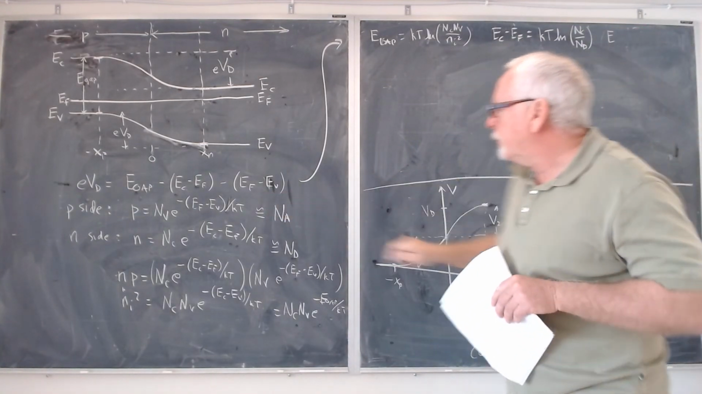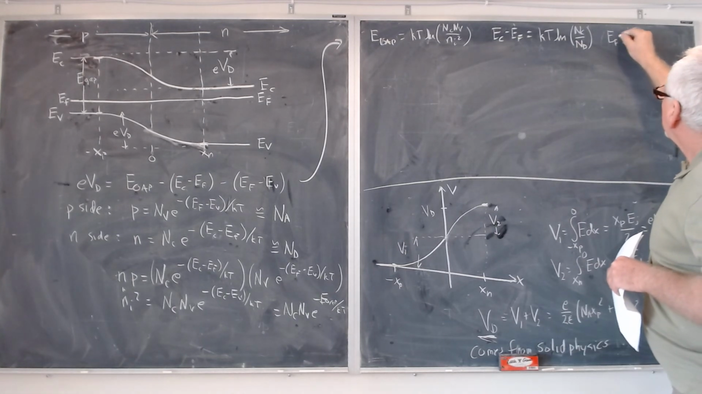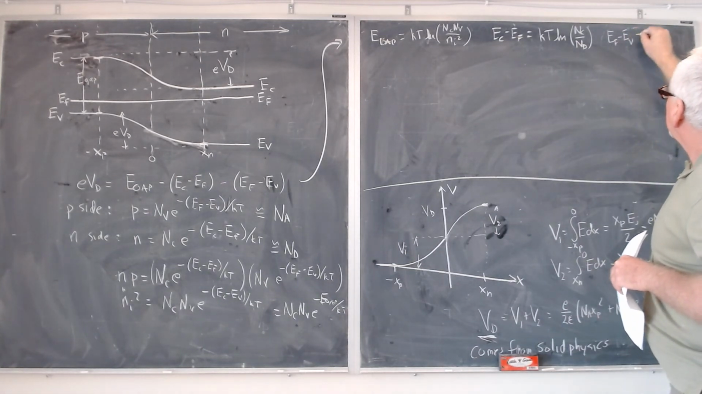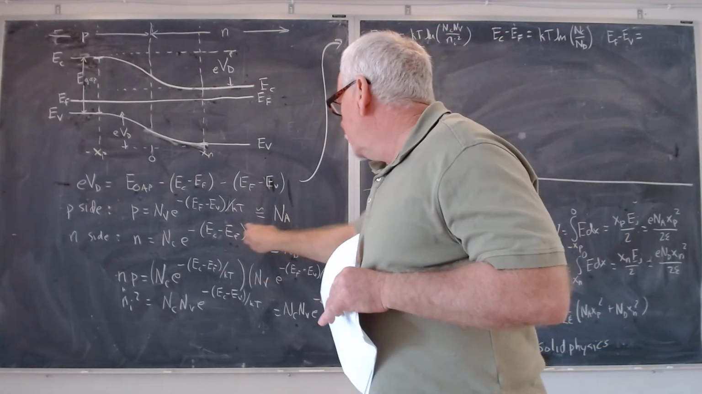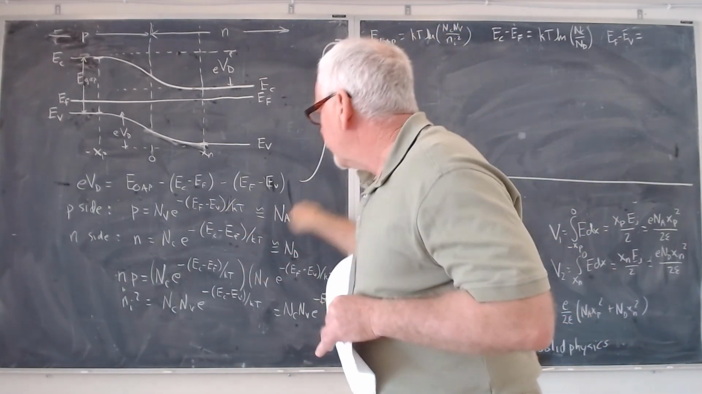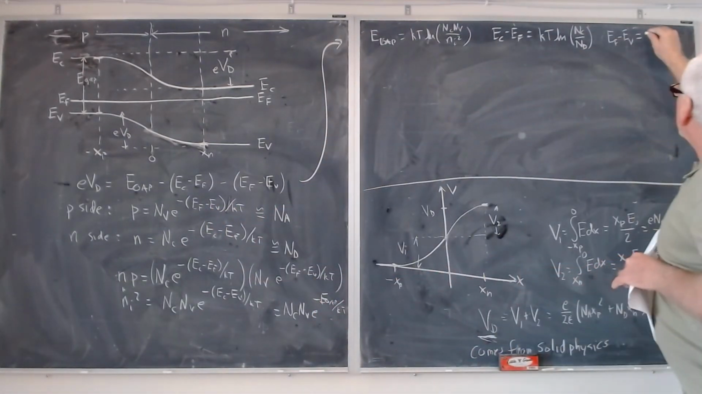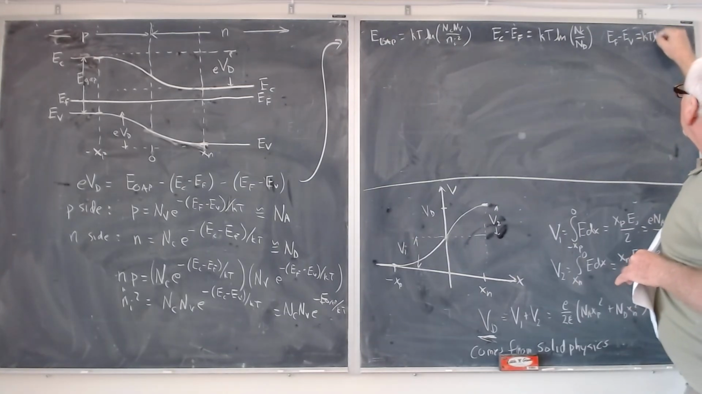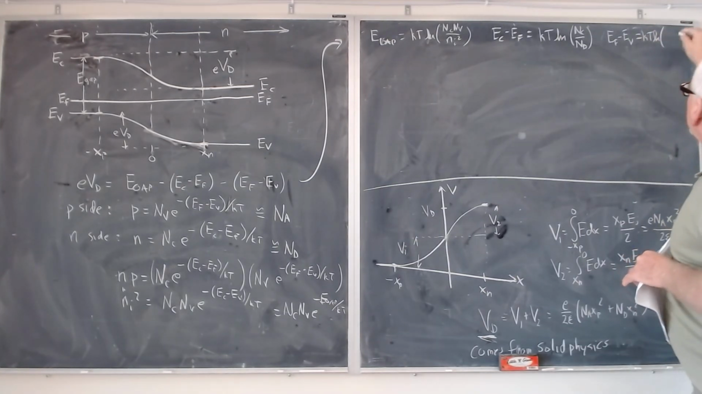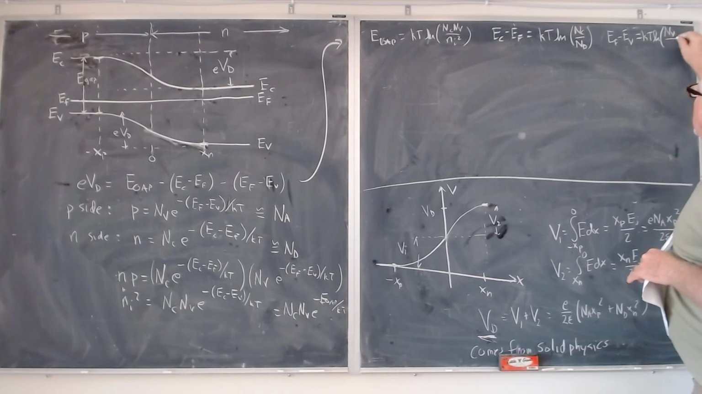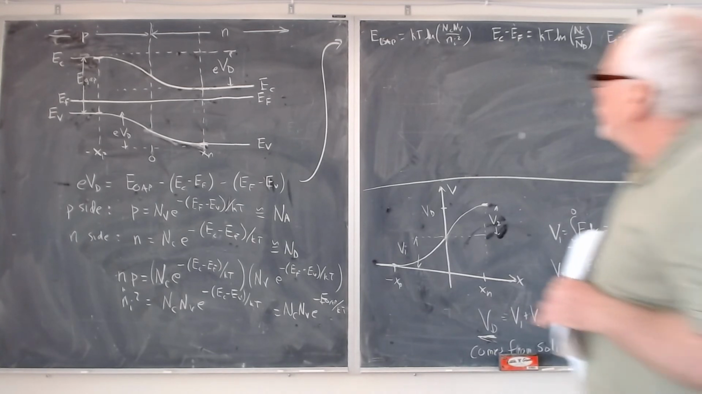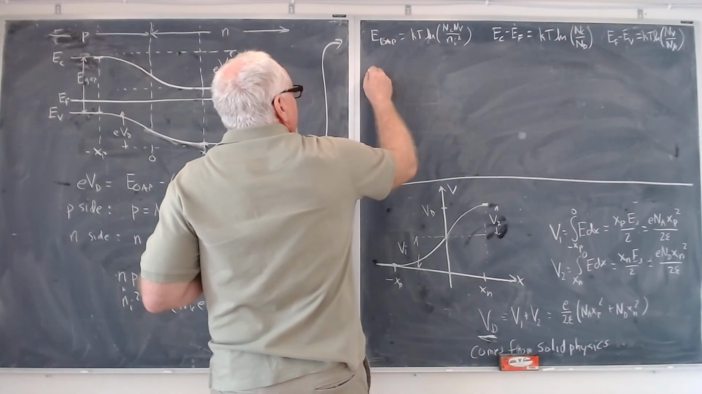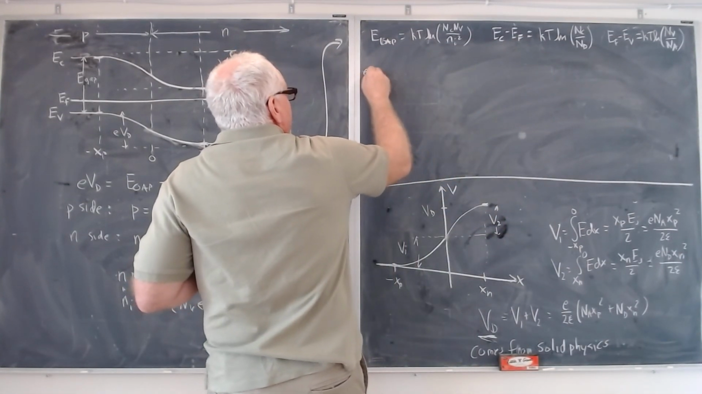And then finally, this one here, EF minus EV, which comes from this one. We're going to put the exponent over there. Okay, KT natural logarithm of NV over NA. So now we can put it all together.